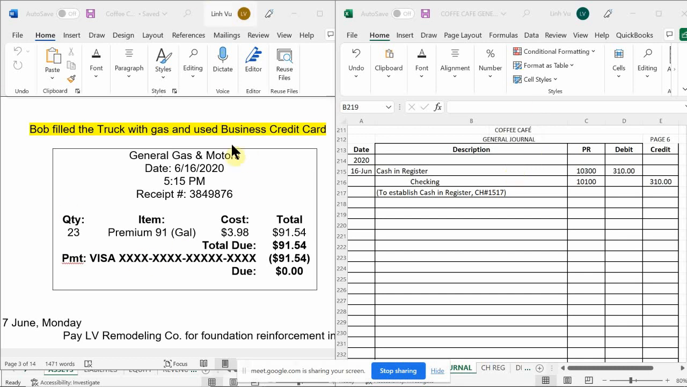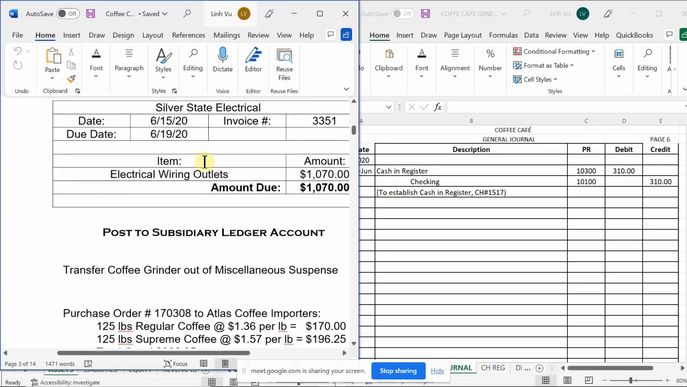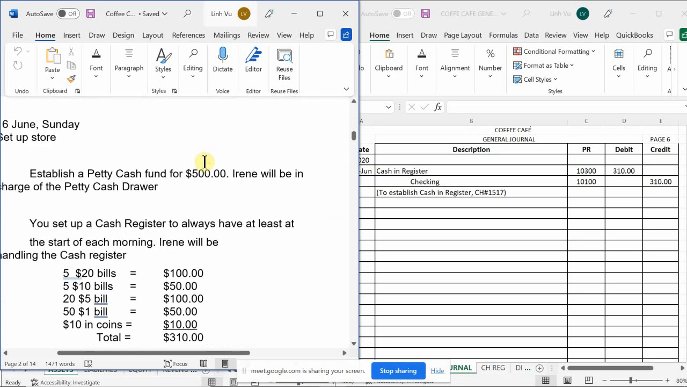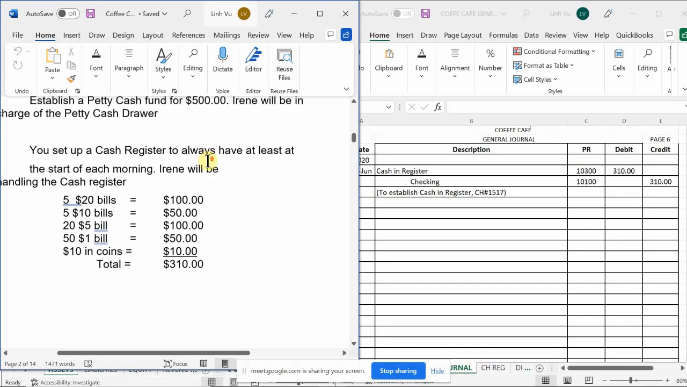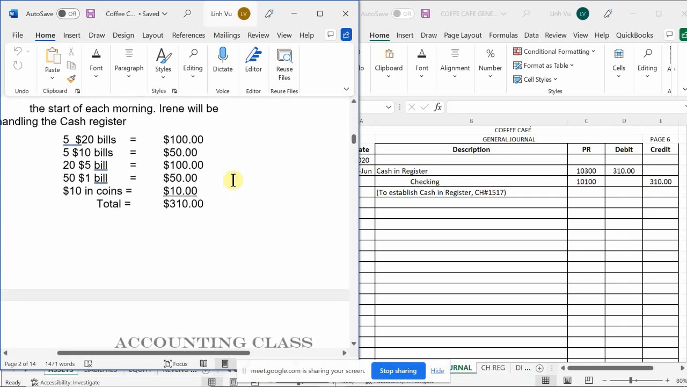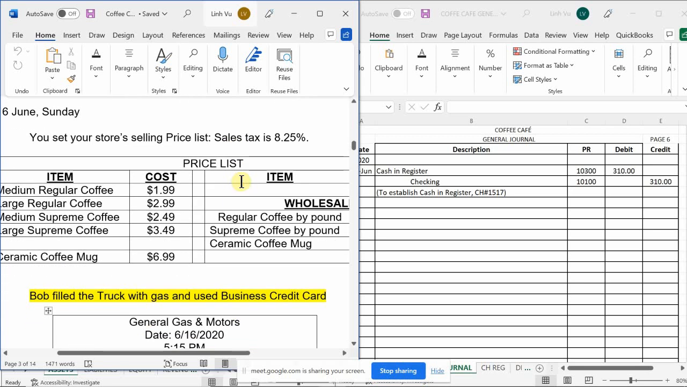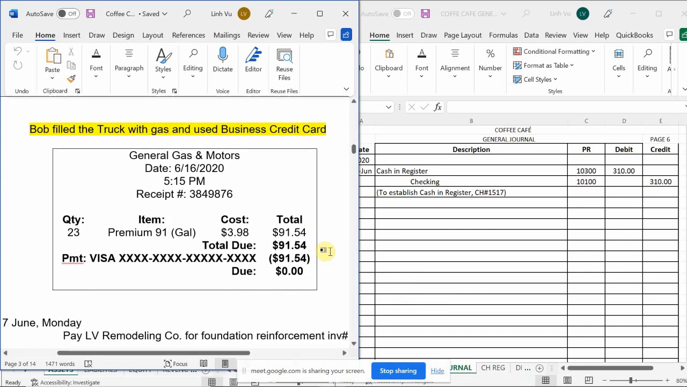So, yes, last week we started setting up the coffee cafe, right? We ordered some more coffee. We bought some more sugar and some creamer. We set up our petty cash fund as well as our cash register. And we set some prices for the items that we sell in our store. So we're going to act as an in-store seller where we sell the coffee by the cup, and we also are a wholesaler that sells coffee by the pound. Okay? So this is where we last left off.